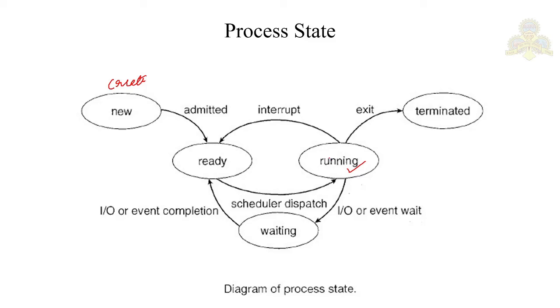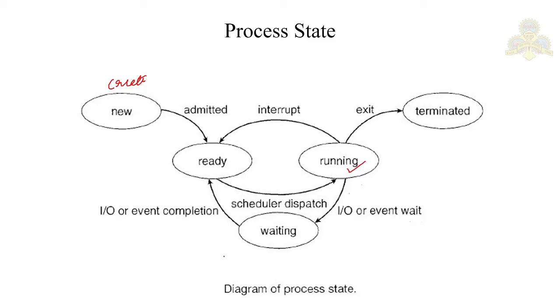So waiting, what does it mean? The process is waiting for some event to occur. Maybe IO, meaning an input output event, or it is waiting to receive some signal. It is waiting for something to happen. Then ready. Ready means the process is waiting to be assigned to the processor. Your process is waiting for the processor here. The last one is terminated. This means the process has finished its execution. Okay, fine.